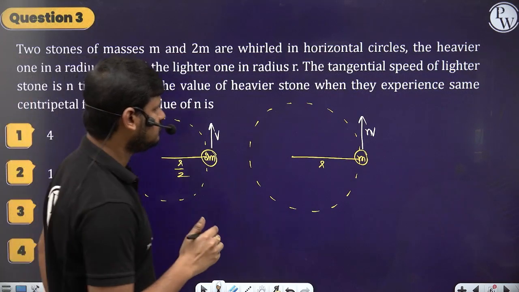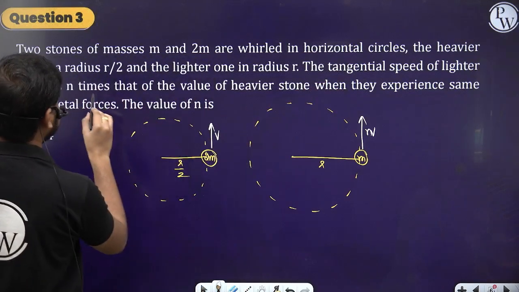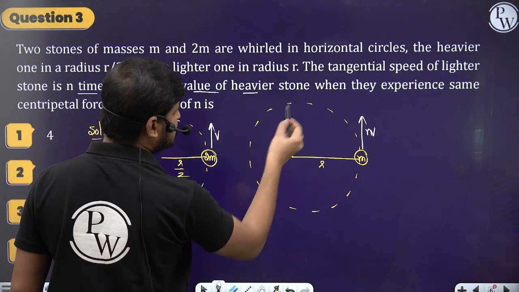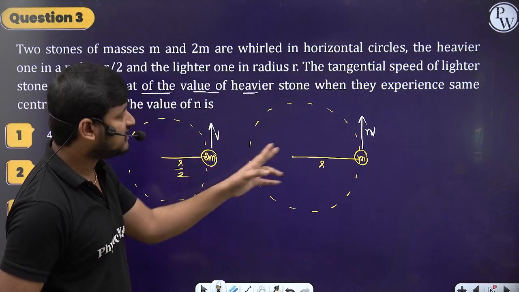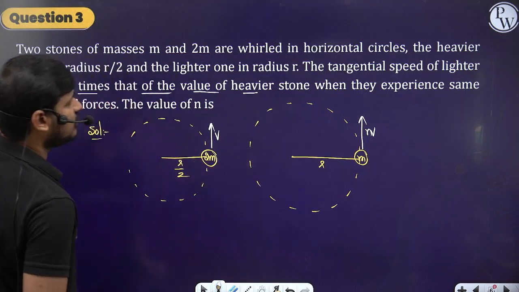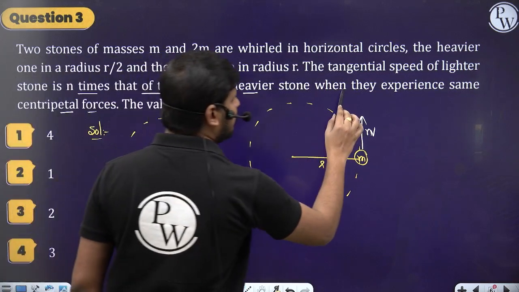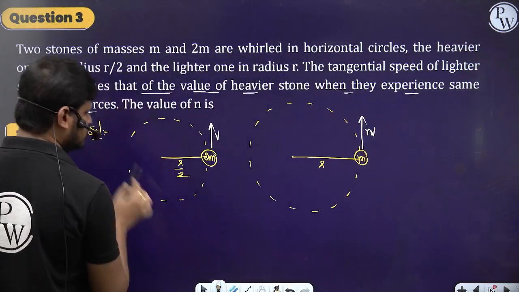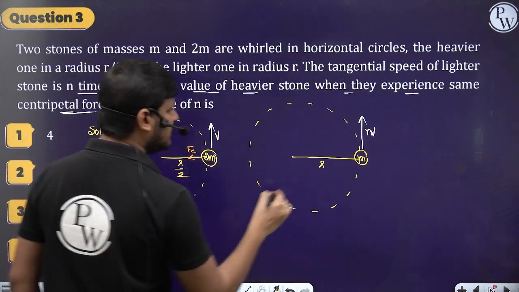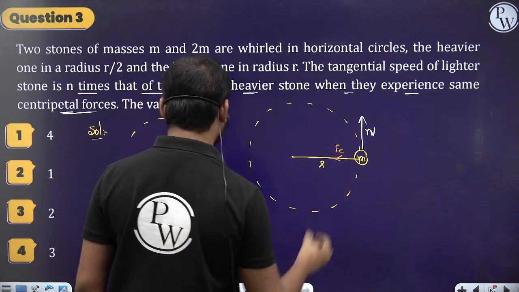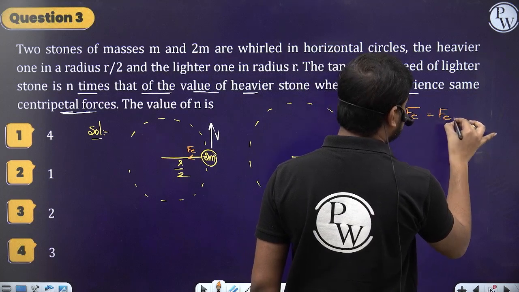See here, the lighter one's speed is n times that of the heavier stone. So let the heavier stone's tangential speed be v, and the lighter one will have nv. Now they experience the same centripetal forces. If the centripetal force is Fc here, here also the centripetal force is Fc, they are saying. So both the centripetal forces are equal. This is the hint that they gave in the question.